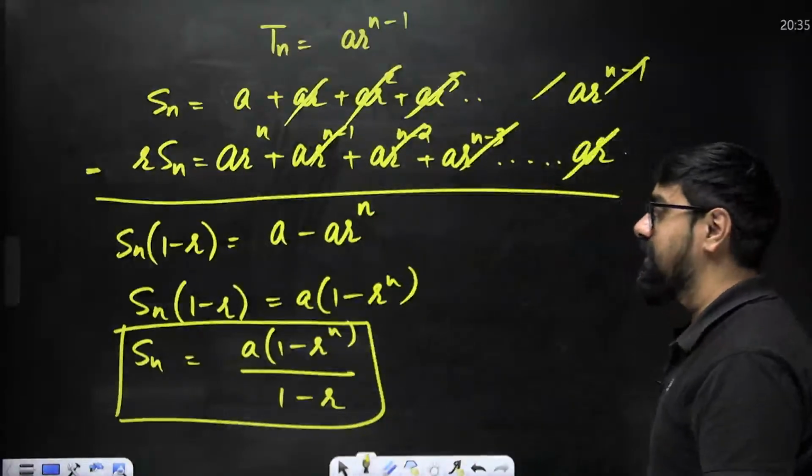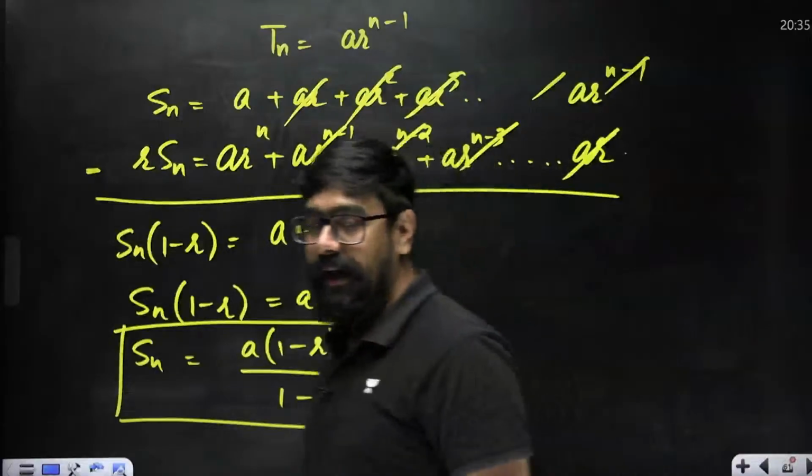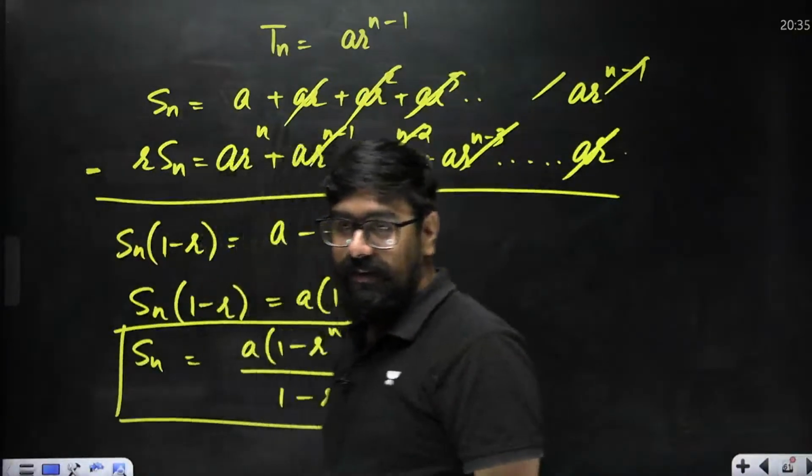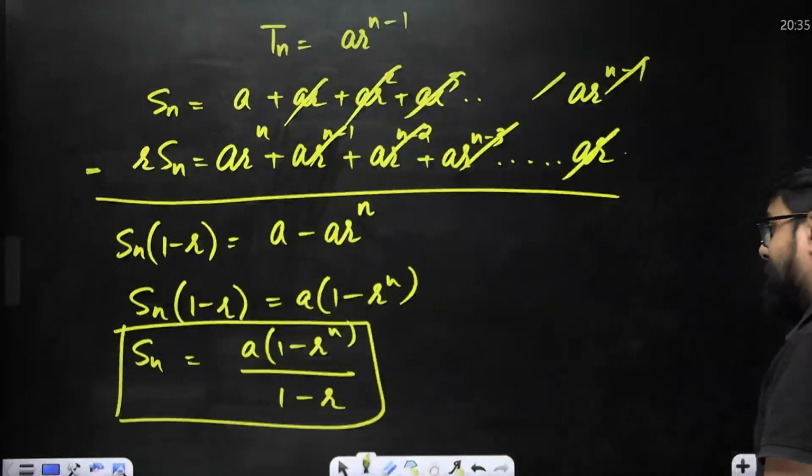Sum of n terms is nothing but A into 1 minus R to the power n divided by 1 minus R. Do we understand this? Come on, tell me.